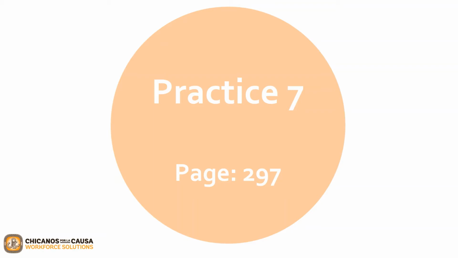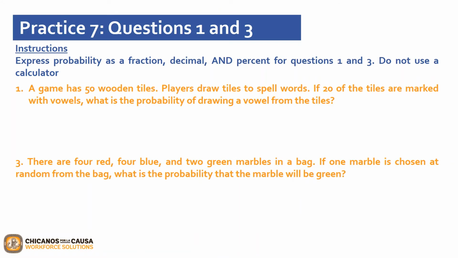Let's go ahead and try and use what we just learned to complete practice 7, found on page 297. Go ahead and pause the video and follow these instructions. Express probability as a fraction, decimal, and percent for questions 1 and 3. Do not use a calculator. Once you have worked through these questions, go ahead and click play so that we can review them together.